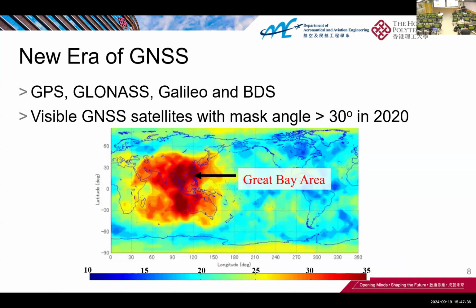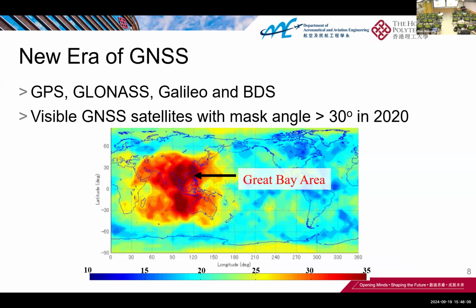So this is the coverage in the Greater Bay Area. The color here represents the number of satellites you can receive in this area. It means usually if you take a smartphone in the open sky in this area, and if you get indoors, there's no signal. In this area, you can receive around 30 satellites.